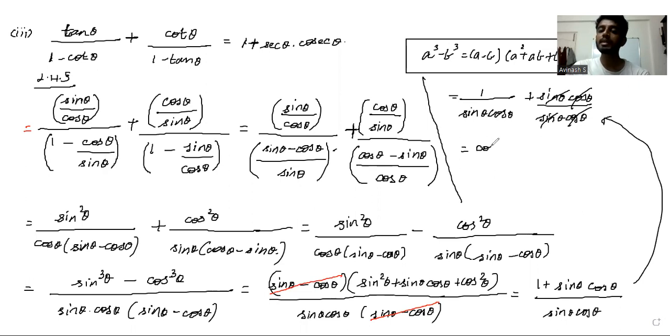Now we know that 1 by sine theta is cosec theta and 1 by cos theta is sec theta, and all of them after getting cancelled is 1. So you get 1 plus sec theta cosec theta, which is the right hand side. So this is how we solve subdivision 3.